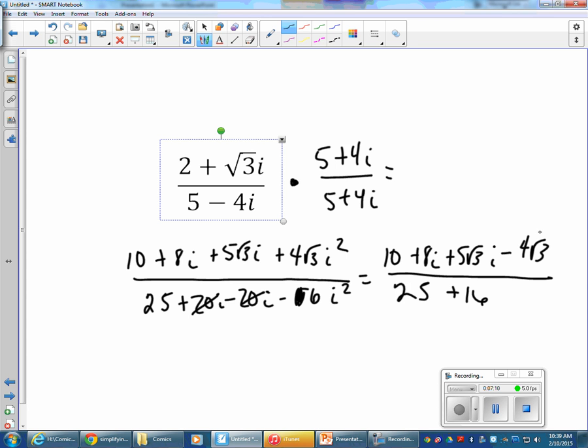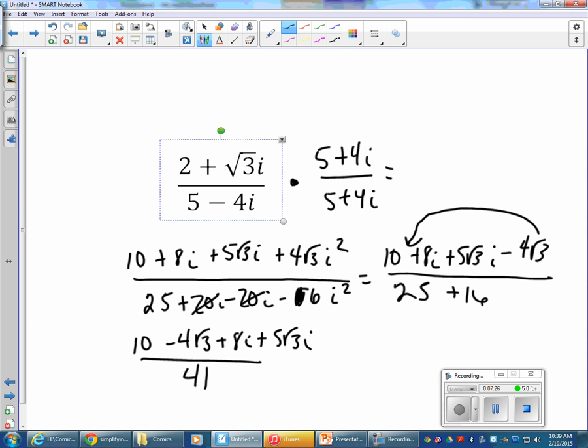So all I'm going to do here, and it wouldn't be wrong if you didn't, but I'm going to move the real numbers to the front and the imaginary to the back, just to rearrange it. 10 minus 4 square root of 3 plus 8i plus 5 square root of 3 i over 25 plus 16 is 41. And that's how you do that problem.